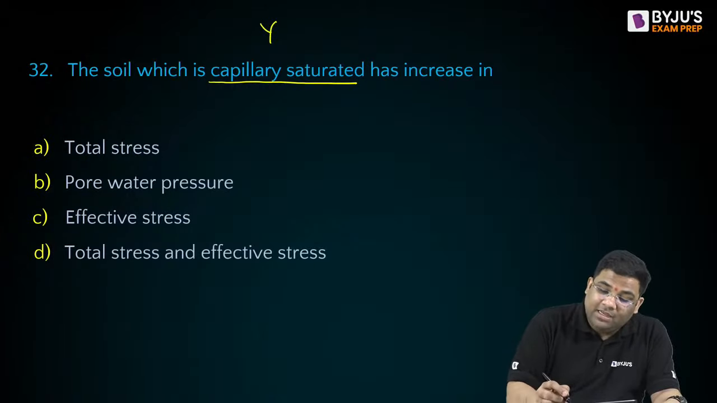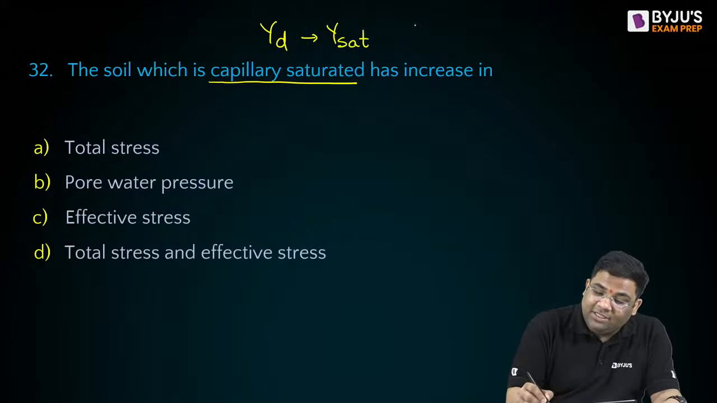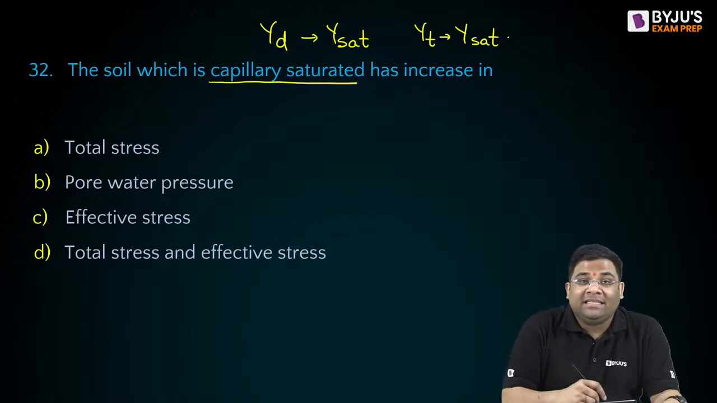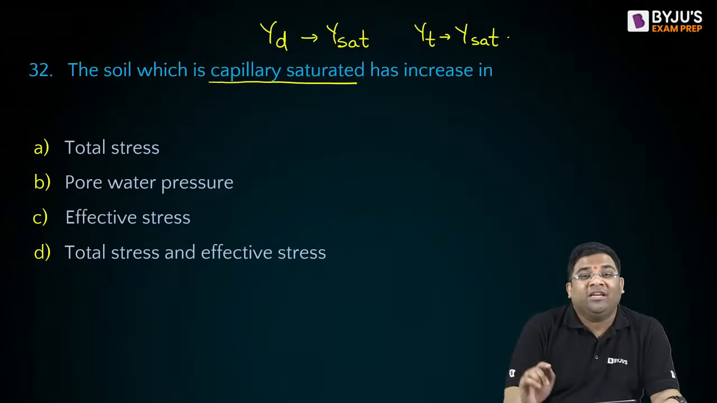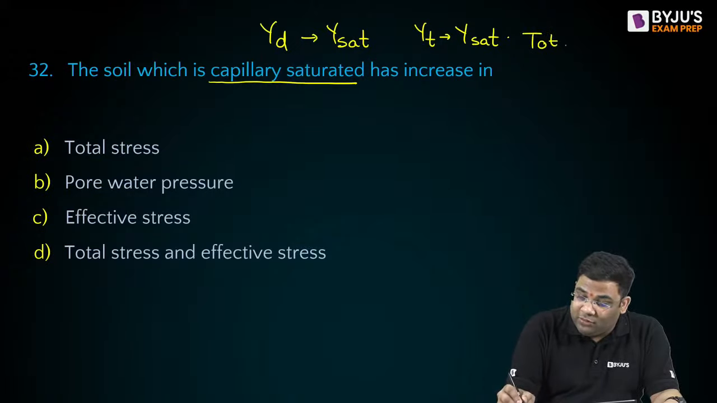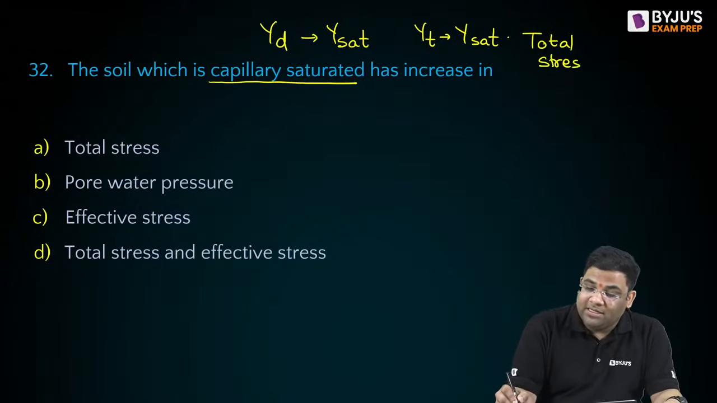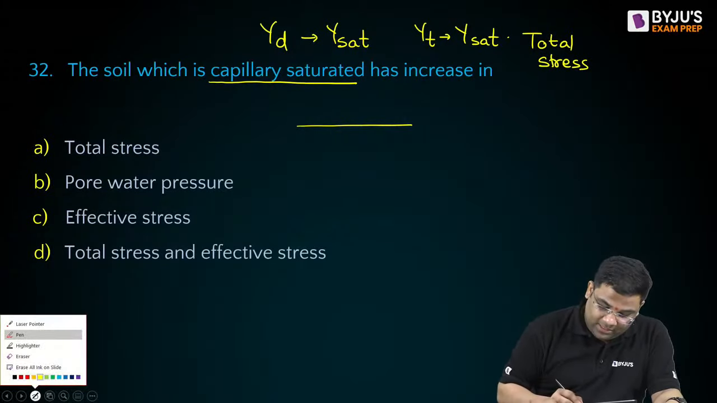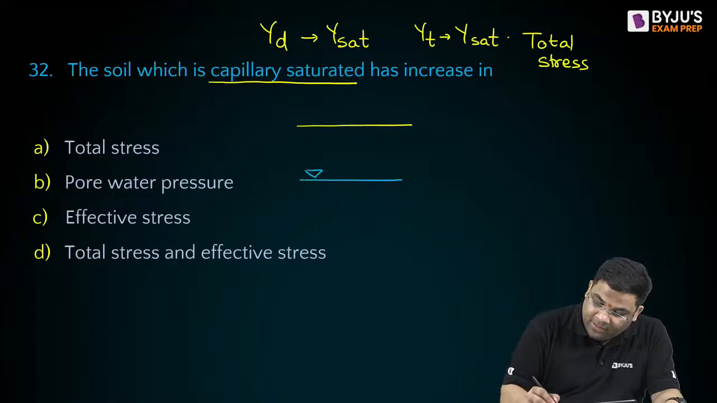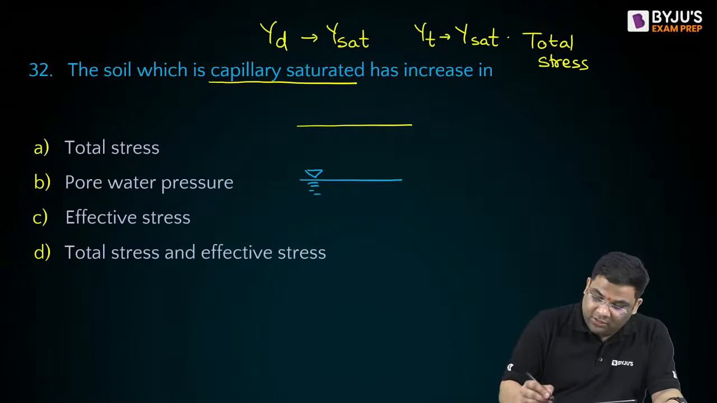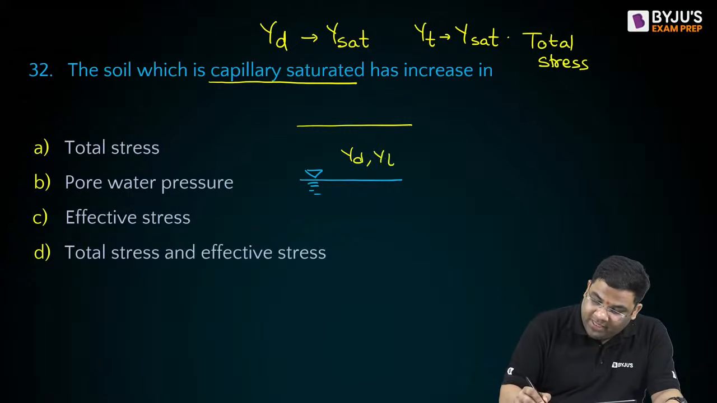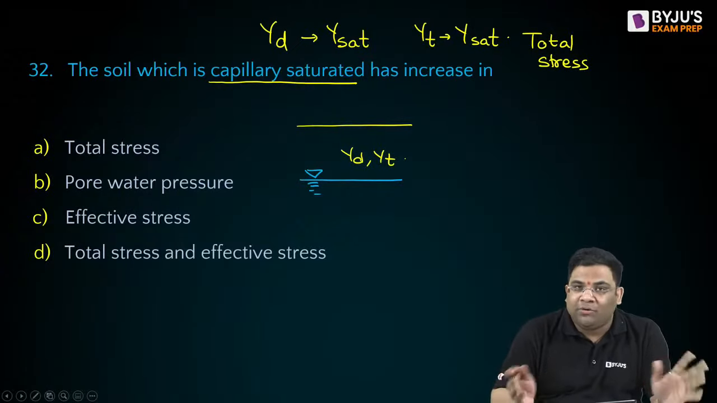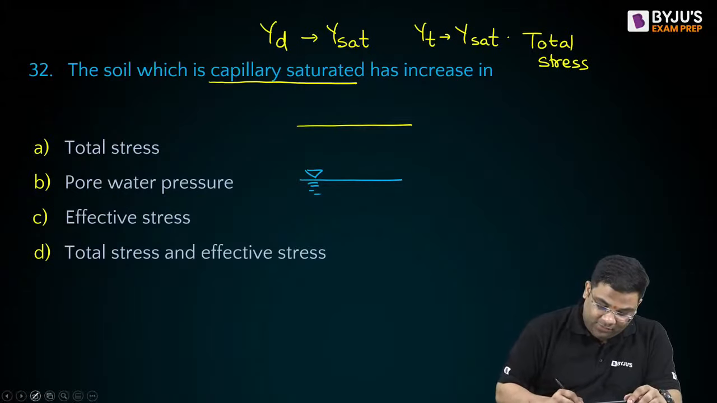What will happen? The gamma will change either from dry to saturated, or from bulk to saturated. If the gamma increases, that means the total stress will also increase, right? See, suppose this is soil, and this is your water table. Above the water table, the soil will be either dry or partially saturated, so bulk unit weight. So if there is capillary action, what will happen?